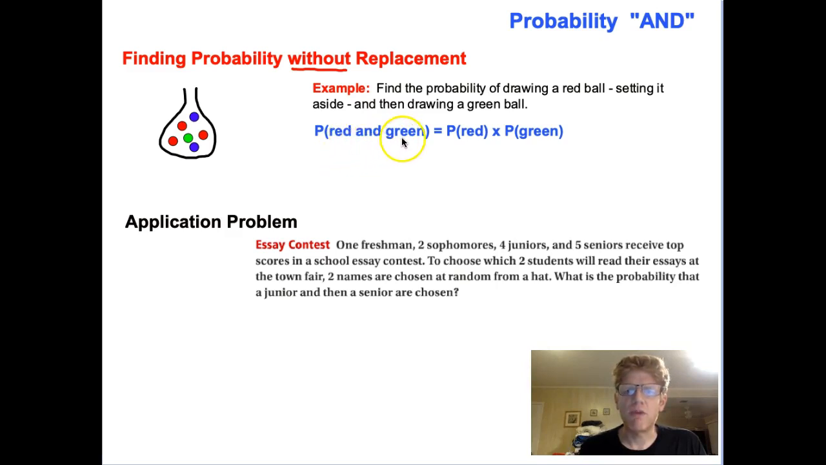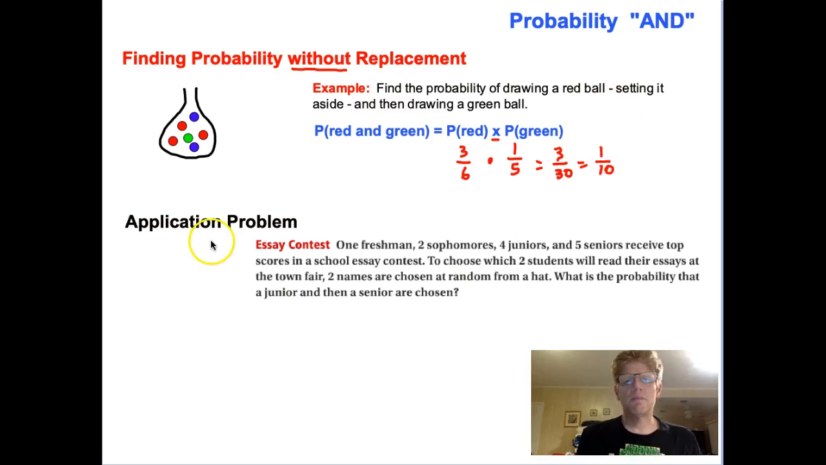So let's find that probability without replacement. So the probability of red and green without replacement. Probability of red, again, is 3 out of 6. When we reach in there that first time, we have a 3 out of 6 probability of getting it. Then what's the probability of green? Well, once we've removed that red marble, there's only 5 marbles left in the bag. So we have a probability of 1 out of 5. And again, we're going to multiply those together. It's going to give us 3 out of 30, or in this case, a 1 out of 10 chance. 1 out of 10 is our probability. Let's take a look at one last problem.